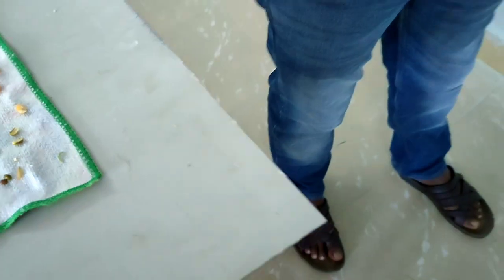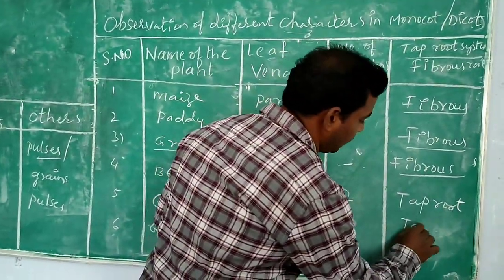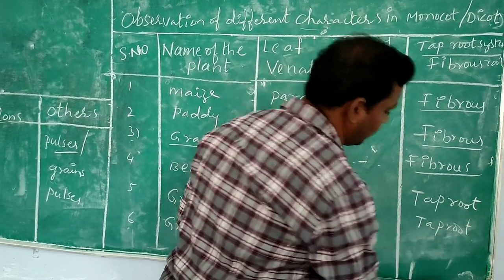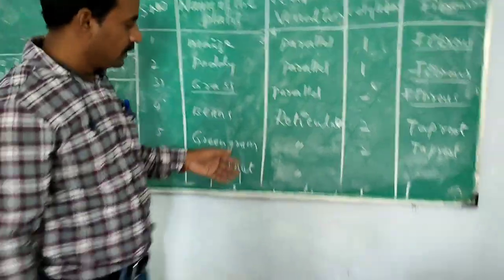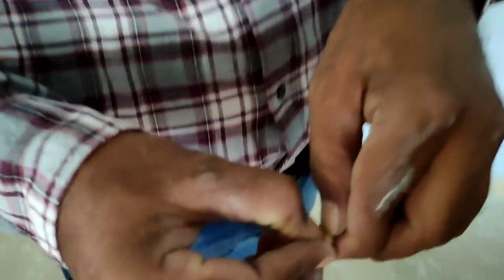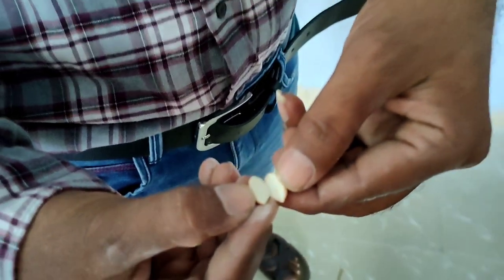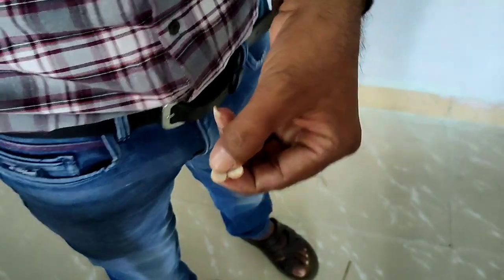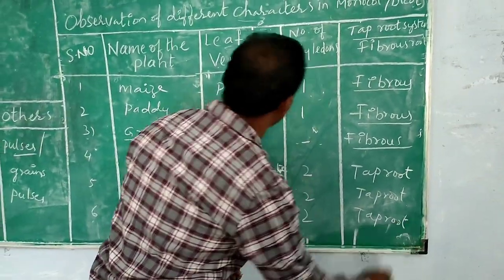Green gram plants also have reticulate venation, and they also have two cotyledons and a tap root system, because all these are equal characters. These are all pulses: beans, green gram, groundnut. Groundnut also has reticulate venation. When we soak the groundnut seed and split it, as we saw in activity 3, it breaks into two equal halves. That's why it also has two cotyledons and a tap root system. So these are the characters.